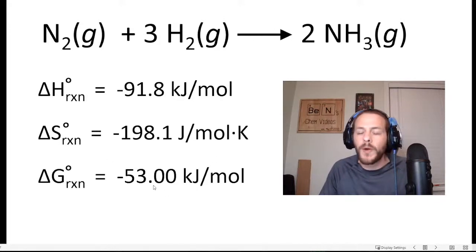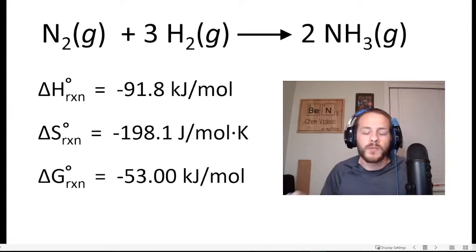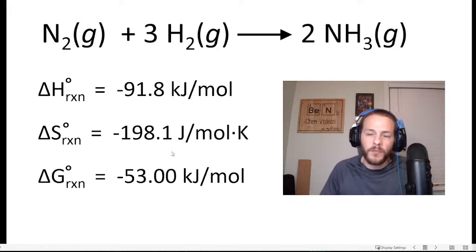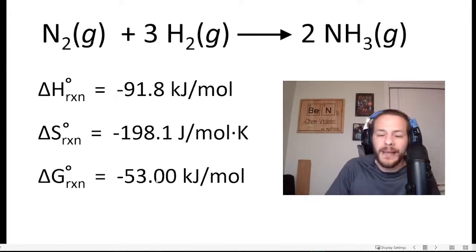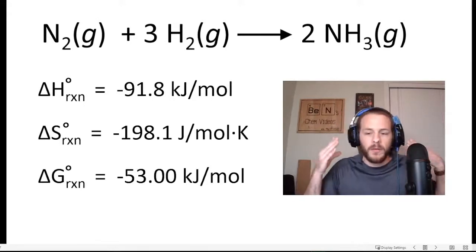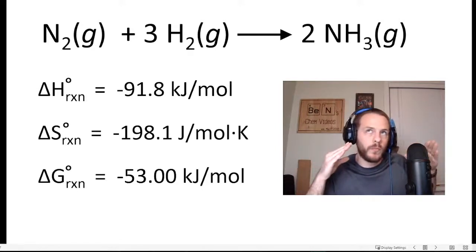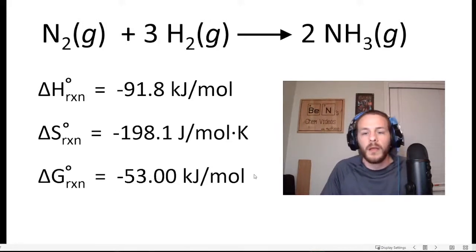So again, delta G represents how much energy can be harnessed by this reaction in order to do work. Now, it's important to understand that delta G is a theoretical concept, right? If you were to run this reaction in real life, in a real laboratory using a real apparatus, you would not be able to do 53 joules or kilojoules of work from this reaction. And the reason why is because this is a theoretical limit, right?